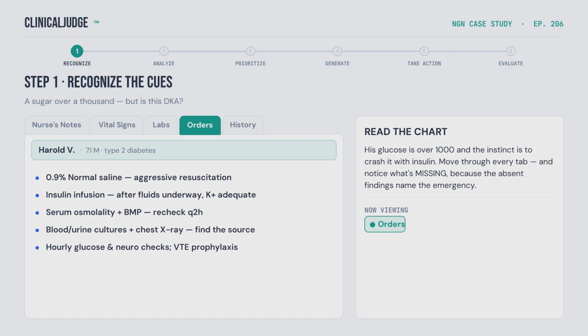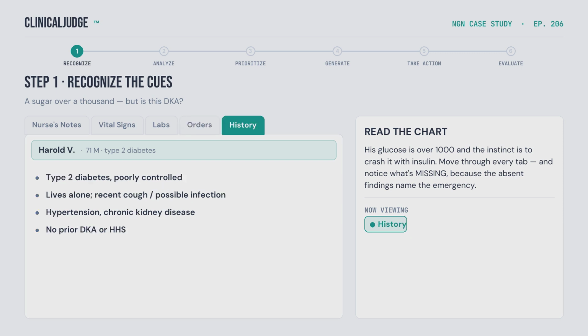Now the orders tab, notice what leads it. Isotonic saline ordered for aggressive resuscitation, not a modest maintenance drip. The insulin infusion is ordered, but again with a condition: after fluids are underway and the potassium is adequate. There are cultures and a chest film to hunt for the infection that likely set this off. And there are hourly glucose and neurological checks plus clot prevention, because concentrated blood clots easily. The orders are telling you the priorities. Fluids first and hard, insulin second, and find the trigger.